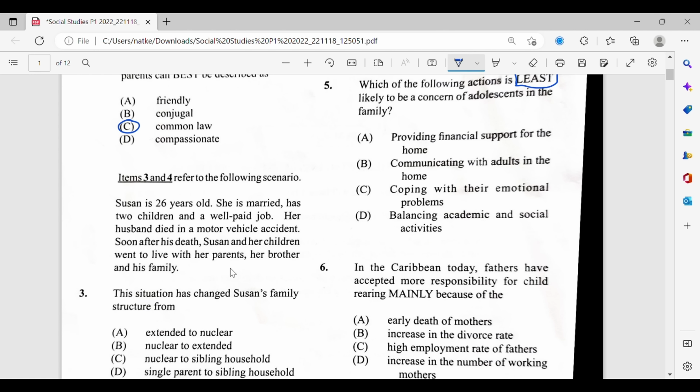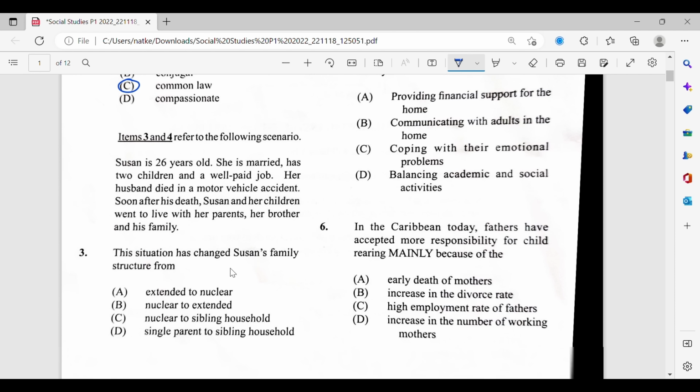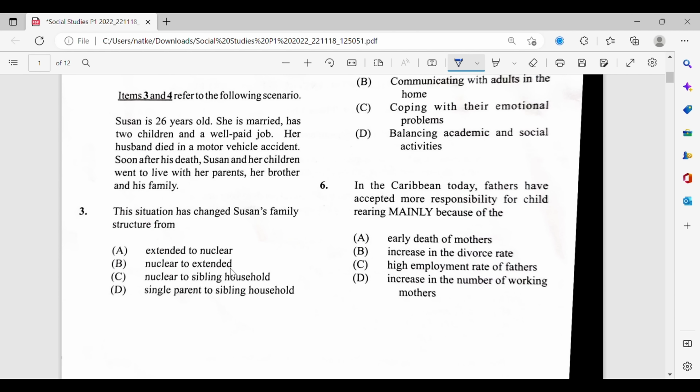So this situation, number 3, has changed Susan's family structure from, so first we need to figure out what kind of family structure Susan had. So she was married with 2 children. So that's her and her husband with 2 children. So she was nuclear. So it's either B or C. And she has moved in with parents, brother, and his family, so that's extended. So your answer for number 3 would have been letter B.